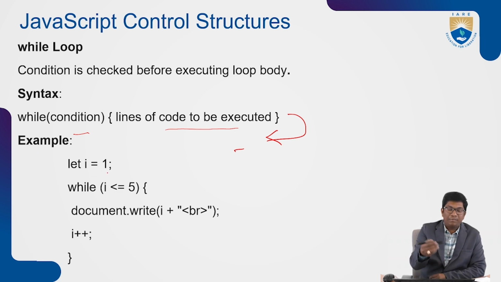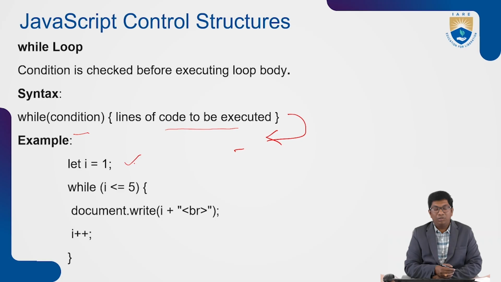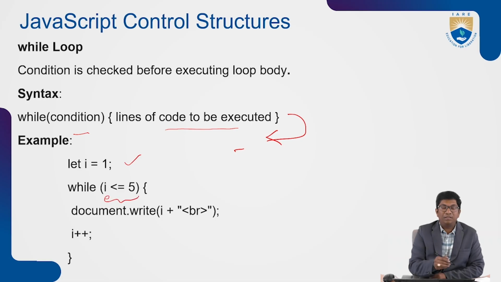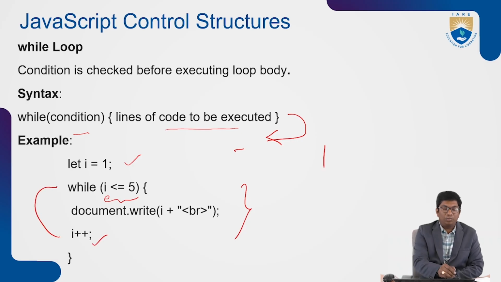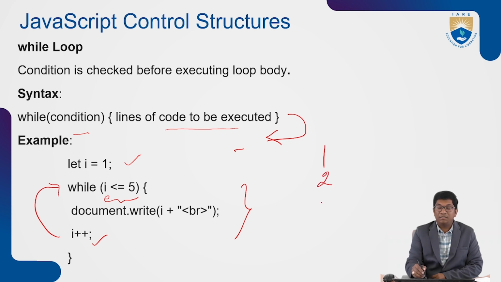Initially, we'll take the same example, displaying the numbers 1 to 5. The same thing we can write using a while loop. Initialization is done outside of the while loop. So here we write only the condition: while i is less than or equal to 5. If the condition is true, it executes this block of code. So that displays 1. After that, it will increase the value by 1. Next, i becomes 2. 2 is less than or equal to 5, then it displays 2. Next 3, next 4, by incrementing the values.